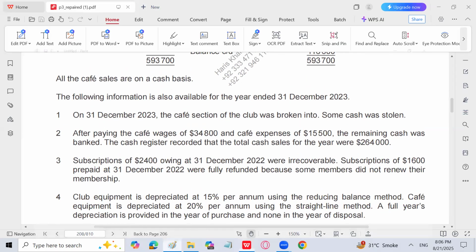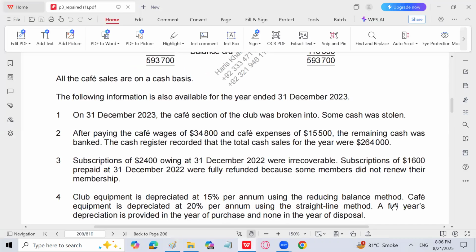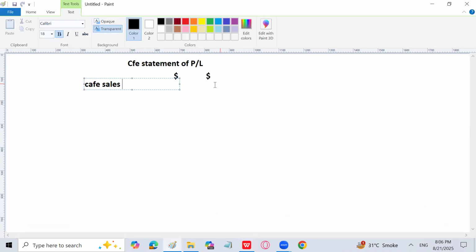I'm going to prepare the cafe trading account, or you can say cafe statement of profit and loss. I'll put the dollar sign here and here, and I will write first cafe sales. Cafe sales are already given in the question. Where are the cafe sales? Let's find it out. Here it is. The cash register recorded in the books the total cash sales for the year was 264,000. So we have cafe sales of 264,000.